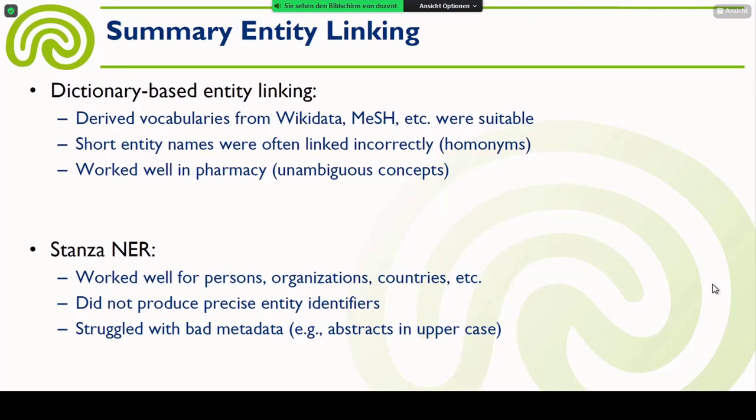Especially if you use, for example, Wikidata to deduce these vocabularies automatically, you have many problems there. On the other hand, Stanford Stanza is one of the latest tools for named entity recognition. It works really well for persons, organizations, countries, and so on, but you do not have precise entity identifiers. So Albert Einstein is one concept, A. Einstein is another concept, but you do not know that both refer to the same concept. That could be problematic, and such tools may struggle with bad metadata. Some abstracts were in uppercase and the tool just crashed.